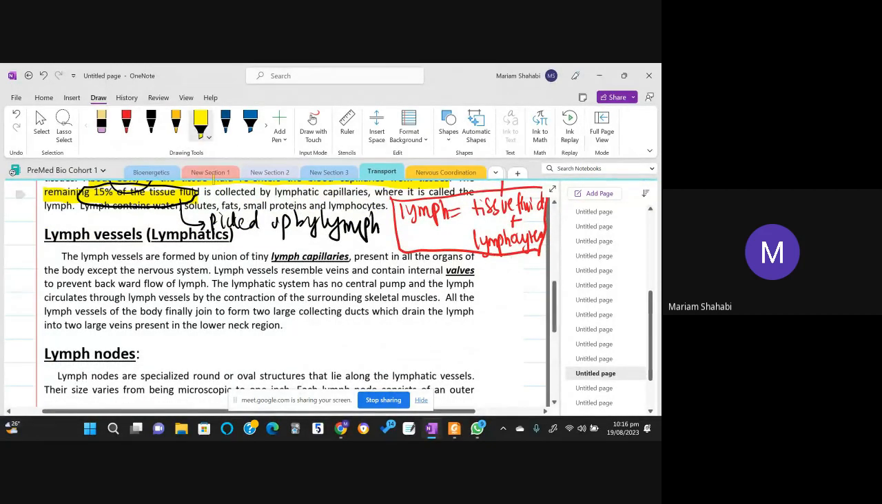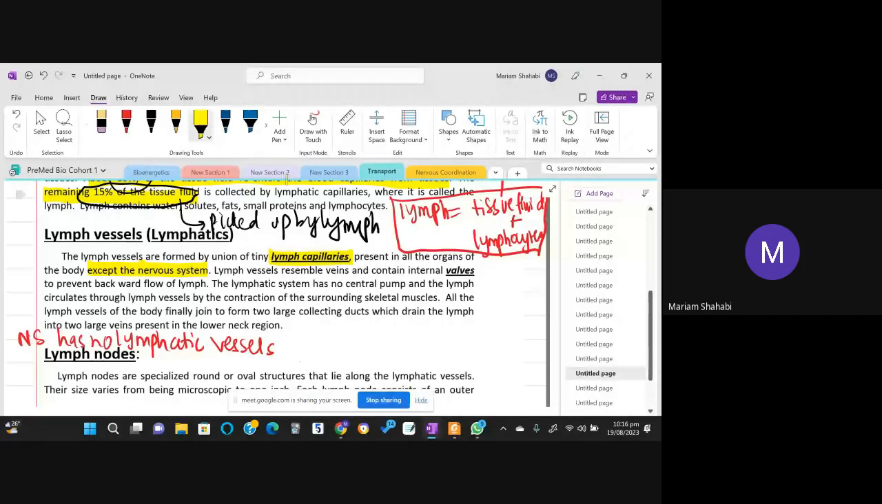Then you have lymph vessels. They are formed by the union of tiny lymph capillaries present in all organs of the body except the nervous system. Now, this is nice. You should know that the nervous system does not have any lymphatic tissue whatsoever. Nervous system has no lymphatic vessels. Okay?